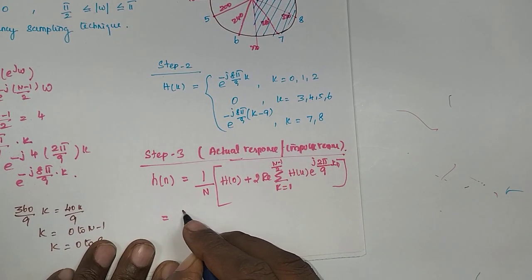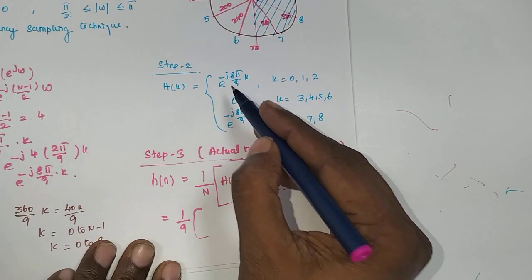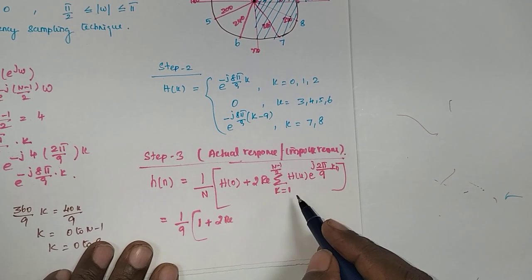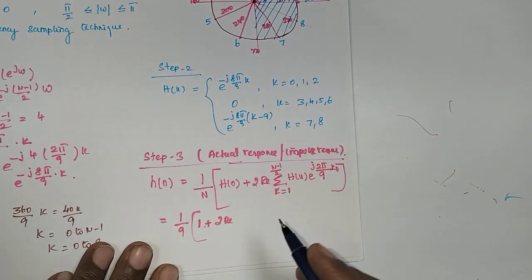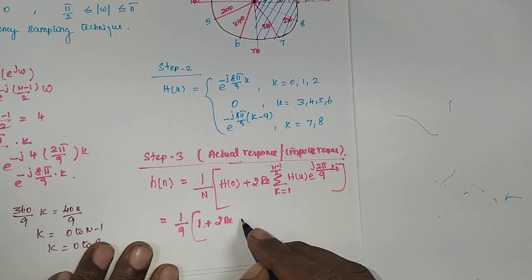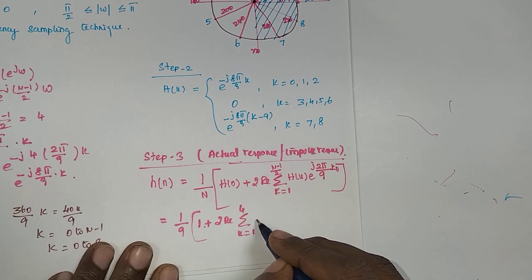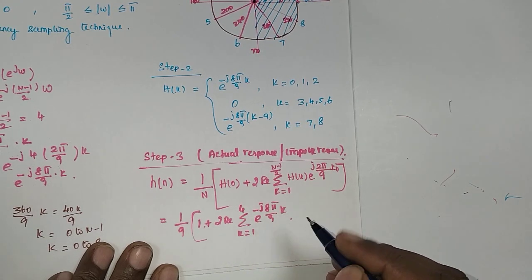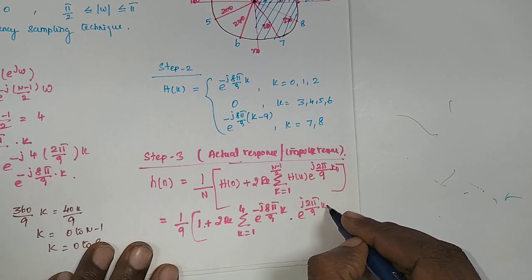Again 1 by N is 1 by 9, h of 0, so e power 0 is equal to 1, plus 2 into the real part. So you have the response for k equal to 0, and for 1 and 2, that is 2 into the real part, summation k equal to 1 to (N minus 1) by 2, that is (9 minus 1) by 2, which is equal to 4. h of k is e power minus j 8 pi by 9 k into e power j 2 pi by 9 kn.